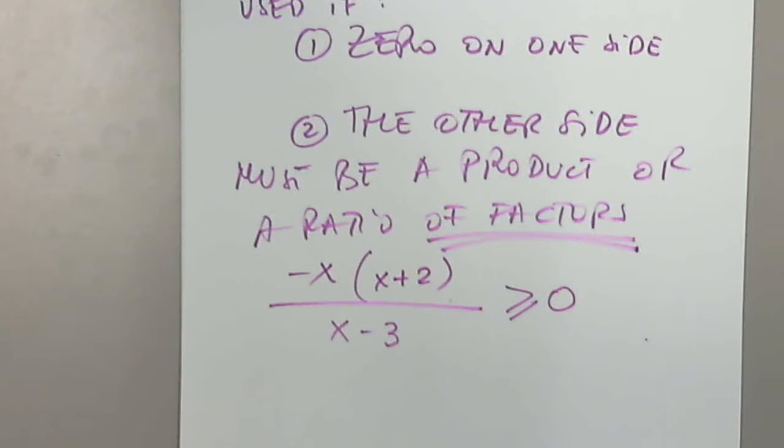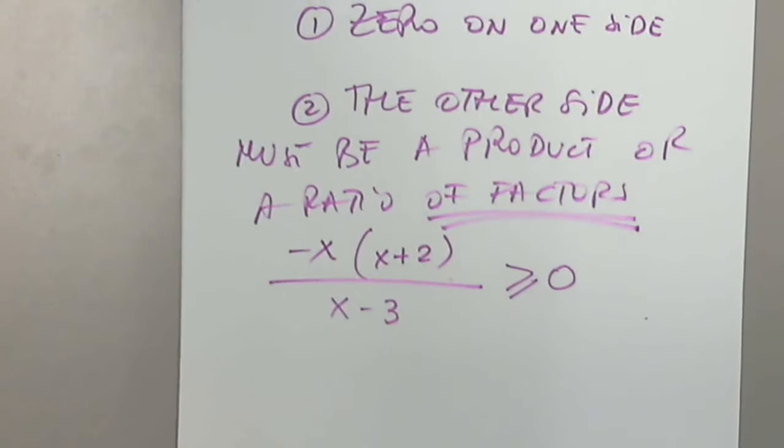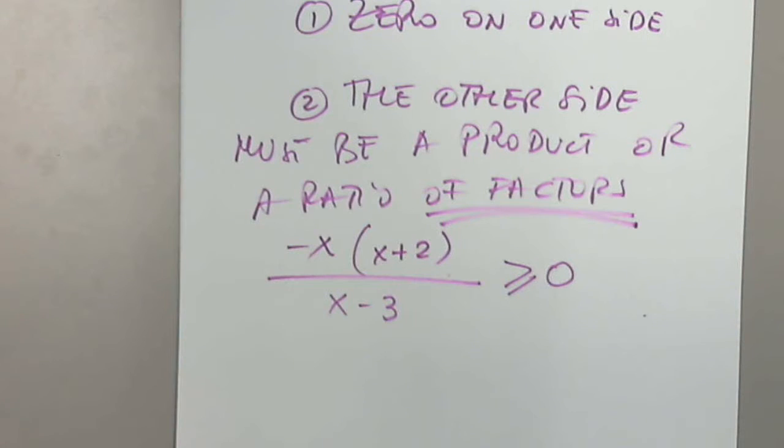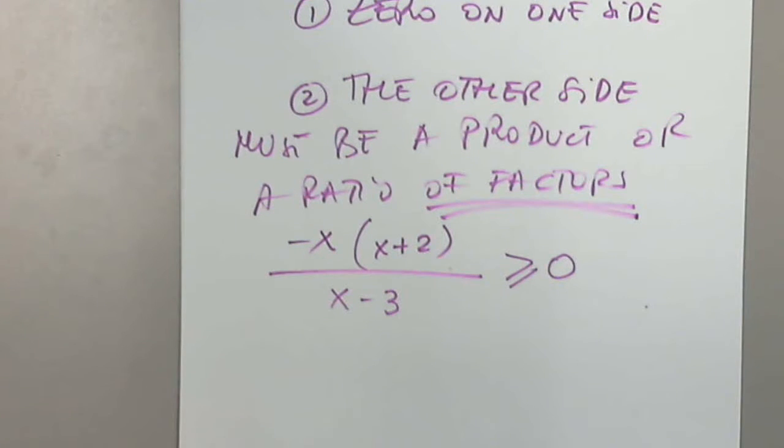Is this an inequality? What type? Very good. Awesome. Thank you. Is this inequality that is rational? Awesome. Is this chart ready? Yeah. Why? So I have 0 on one side, and the second condition is the left-hand side is a product or a ratio of how many factors? 3. Good. So please dictate how I start the chart.